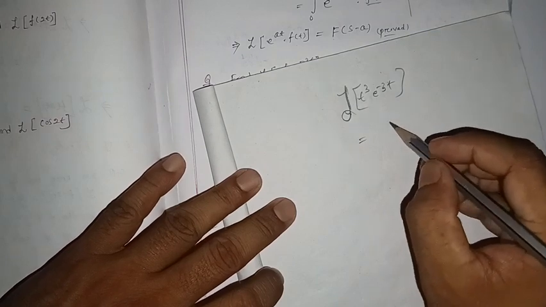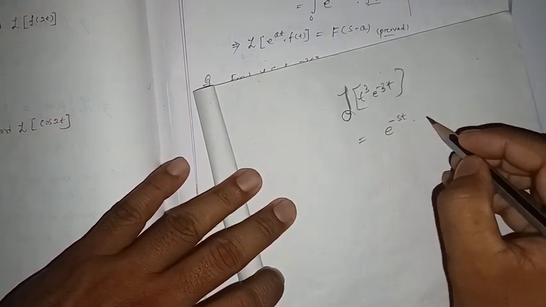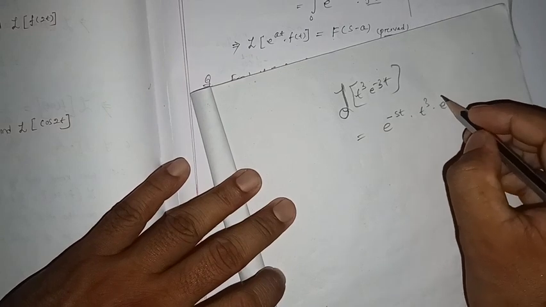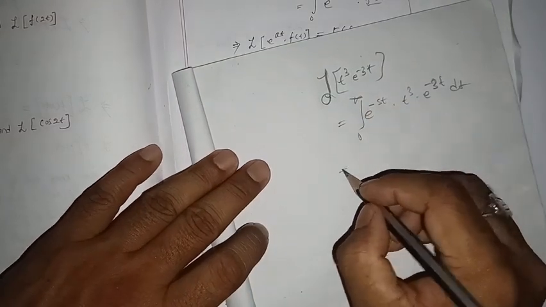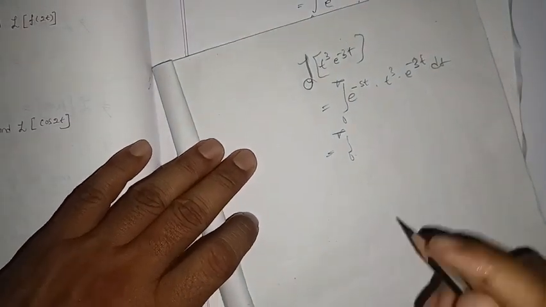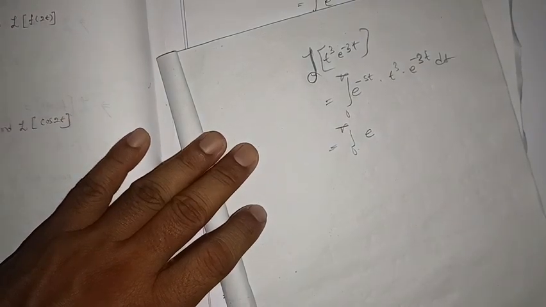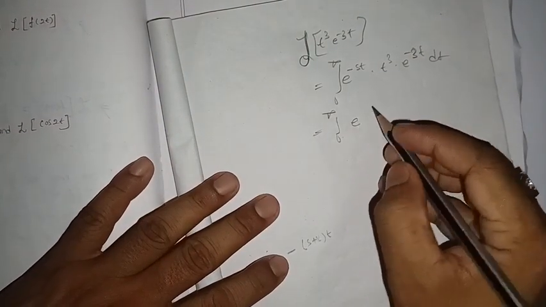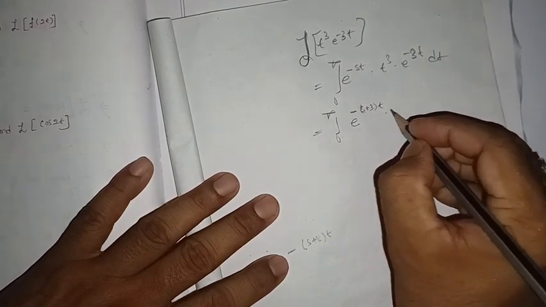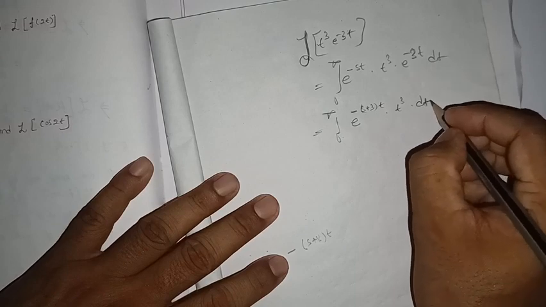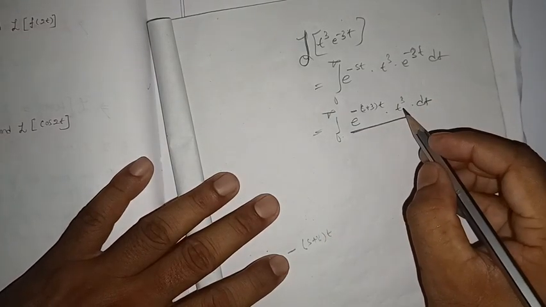That means this is nothing but the integral from 0 to infinity of e to the power minus st into t cubed into e to the power minus 3t dt, right? So this will be the integral from 0 to infinity of e to the power minus of (s plus 3) into t, into t cubed dt. Then we are going to do integration by parts. Three times we have to do the by parts.